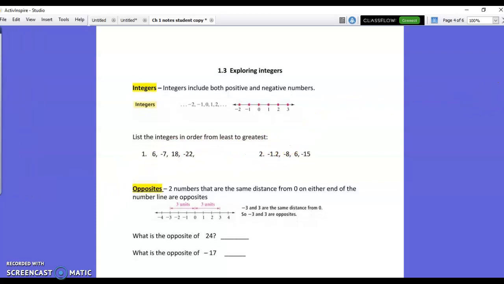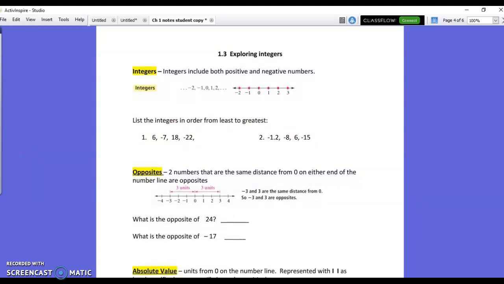Alright, so if we are going to be listing integers in order from least to greatest, we need to start from the biggest negative number. Place values still hold true in this, so it's just a way of shifting your thinking. If I look at these, -22 is my smallest number. Then I look at -7, because those are both my negatives. So you list your biggest negative number first, and then you move on to the positives, 6 and 18.